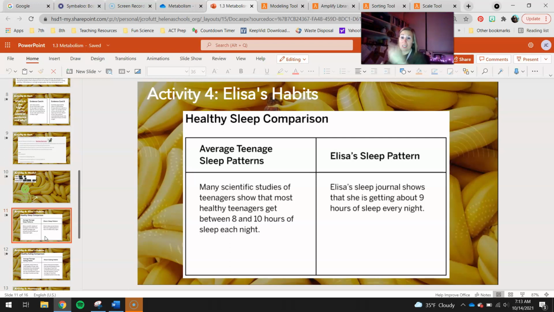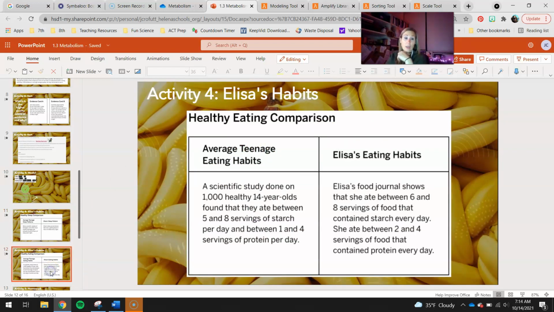So we know a little bit about her sleep from the evidence card and her eating habits. Now let's compare it to a healthy individual. Average teenagers: many scientific studies of teenagers show that most healthy teenagers get between 8 and 10 hours of sleep each night. Elisa's sleep journal shows that she was getting about 9 hours of sleep. So you can say, is she getting enough sleep compared to the average teenager? Yes or no?